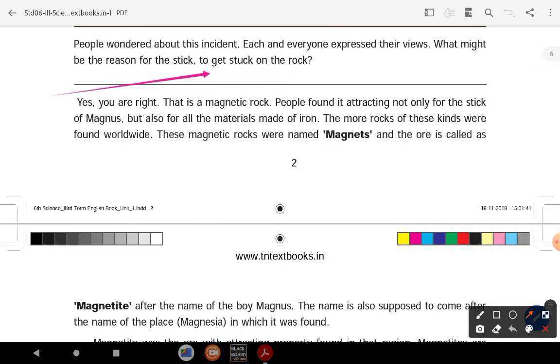What is the reason? Yes, now can you tell, children, what is the reason? Come on children, you can guess it out now. You can tell. Yes, you are right. Your guessing is correct. Your answer is correct. That it is a magnetic rock.